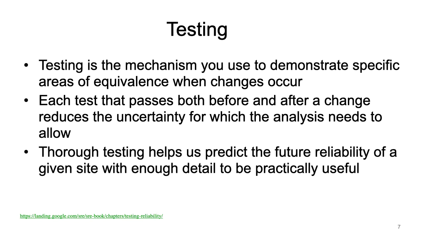And then comes testing. Testing is a mechanism to demonstrate specific areas of equivalence when changes occur. Each test that passes both before and after a change reduces the uncertainty which the analysis needs to allow for. Testing helps us predict the future reliability of a given site, whereas monitoring and other things may help you understand the past reliability. The historical data gives you past reliability, whereas testing gives you a way of predicting future reliability.